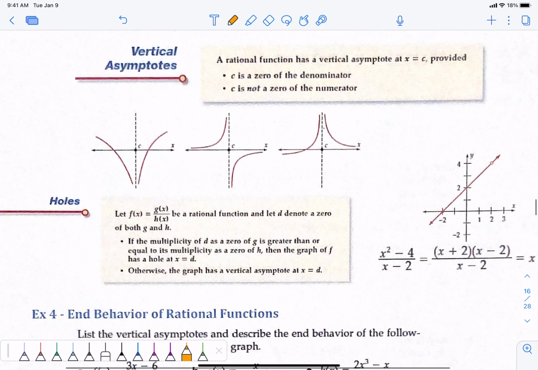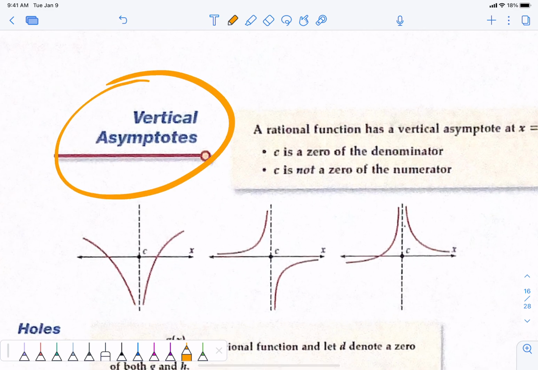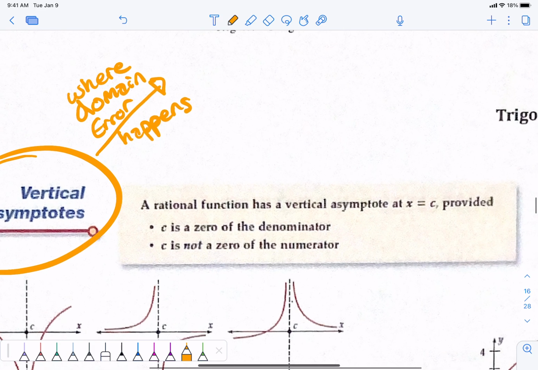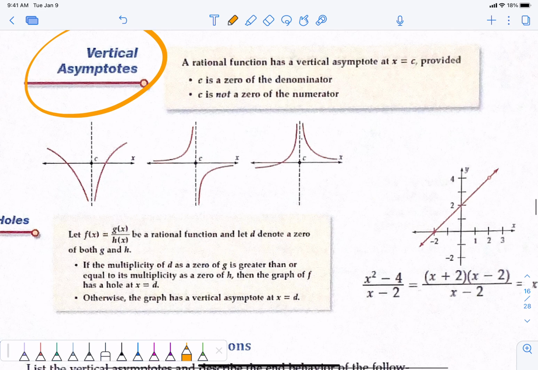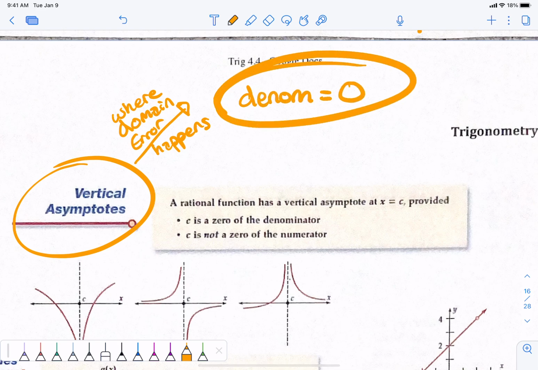All right, so let's go down here. Finally, they're introducing vertical asymptotes to us. Now, finally, we have the concept of vertical asymptote. I've been talking about it the whole time. How do you find a vertical asymptote? It's where the domain error happens. In other words, how do we find those domain errors? You're looking at the denominator. Set the denominator equal to 0. Circle that, star that. That's how you find the VA. Vertical asymptote is the denominator equal to 0.